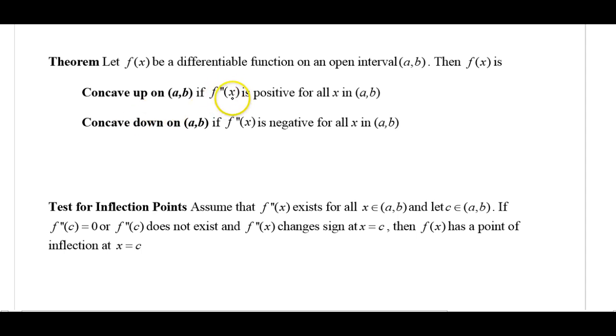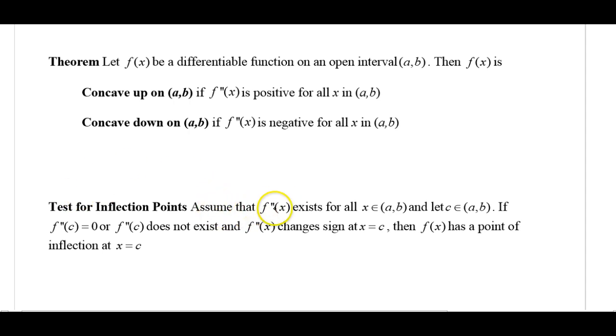And previously our formal definition used the first derivative function to define concavity. Well, now if we want to find intervals of concave up and concave down, we can find where the second derivative is positive to find intervals of concave up, and where the second derivative is negative to find intervals of concave down. Now, we also want to know how to find inflection points. So this next part tells us how to test for an inflection point.